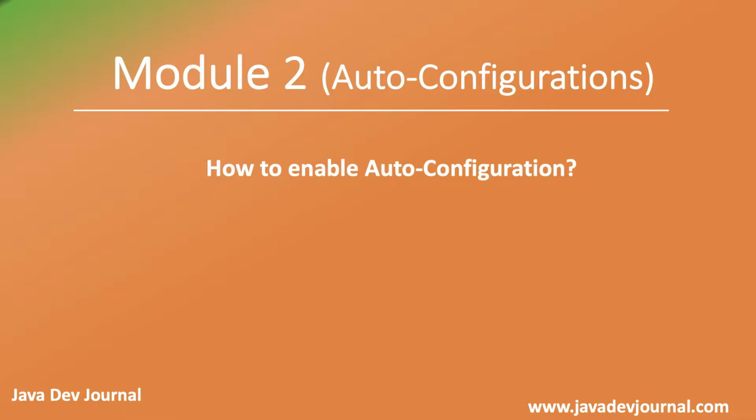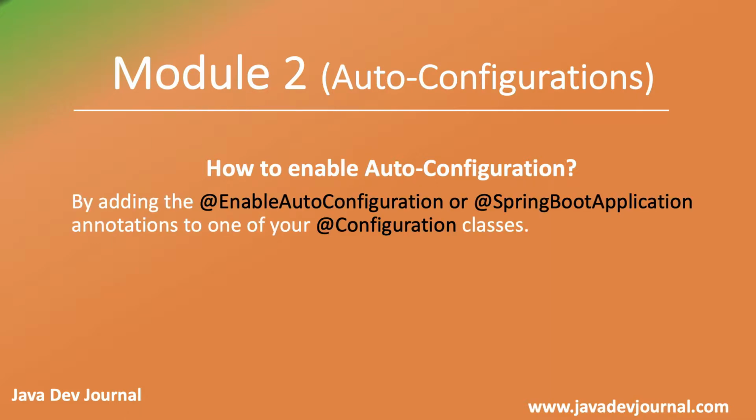Okay, so the next question is about what are the different ways to enable the auto configuration in your Spring Boot application, right? In order to enable the auto configuration magic in your Spring Boot application, you have two options on a high level. The first option is you use the EnableAutoConfiguration annotation, or the second option is you use the SpringBootApplication annotation on your configuration class.